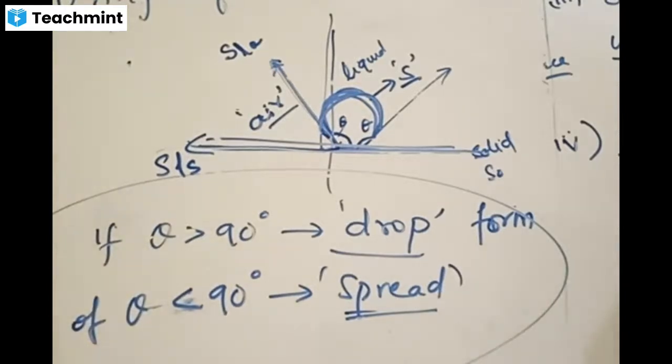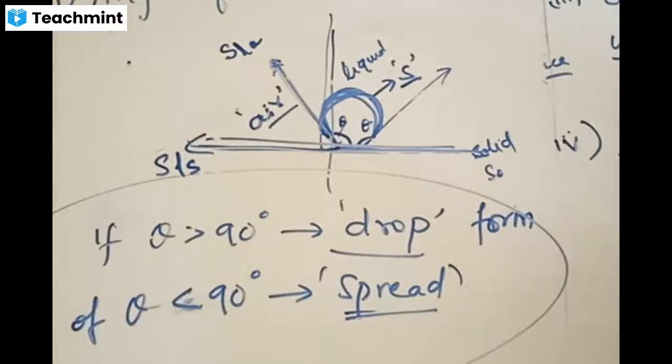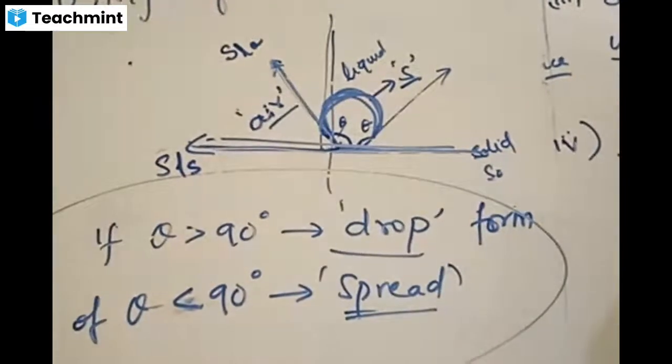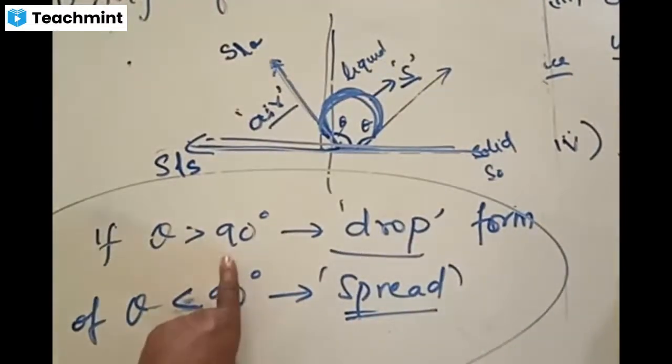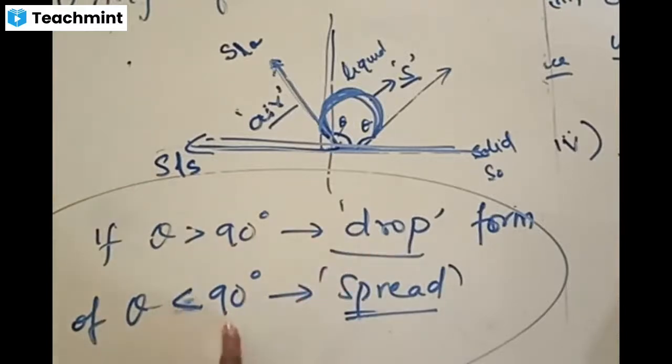When the liquid is going to stretch on a solid surface, and when it is going to form a drop, you should answer like this. If the angle is obtuse, that is greater than 90, then it forms a drop. If the angle is acute, that is less than 90, then it forms a spread. This is a basic thing you should know with respect to angle of contact.